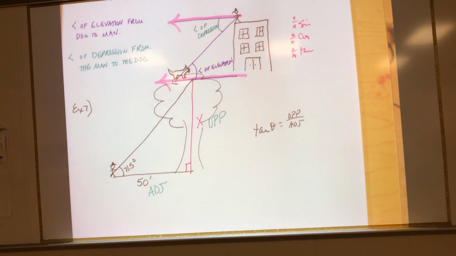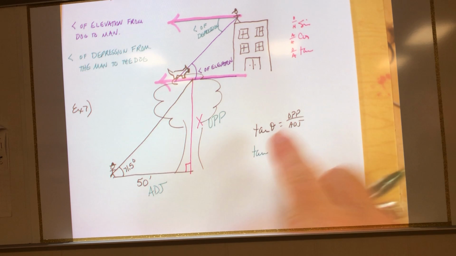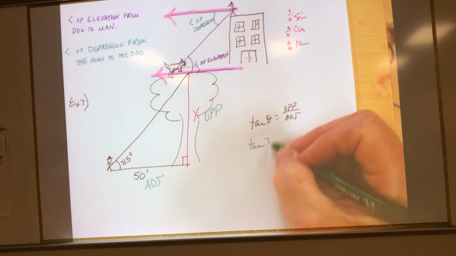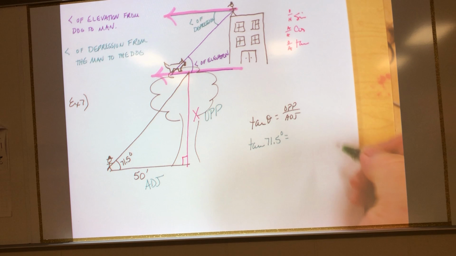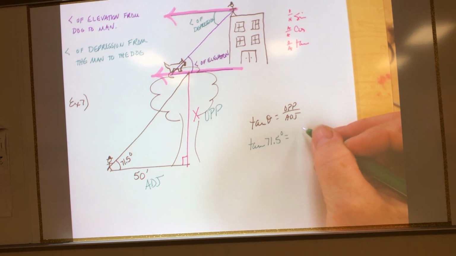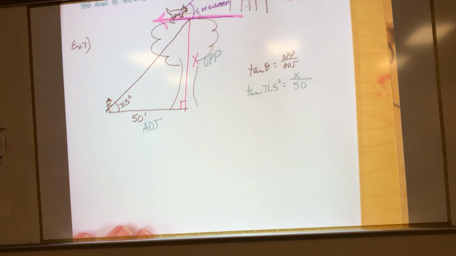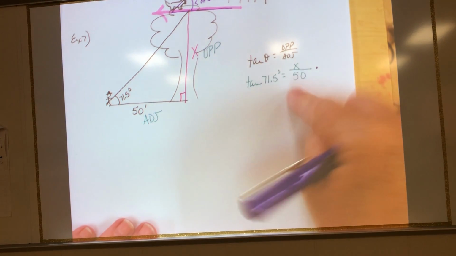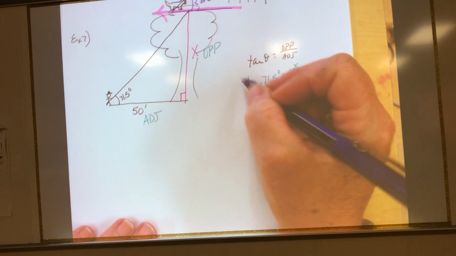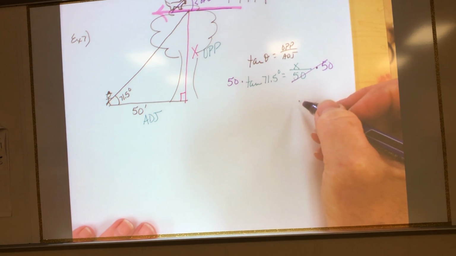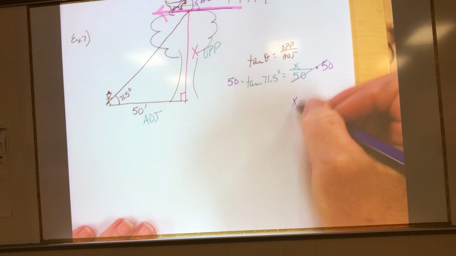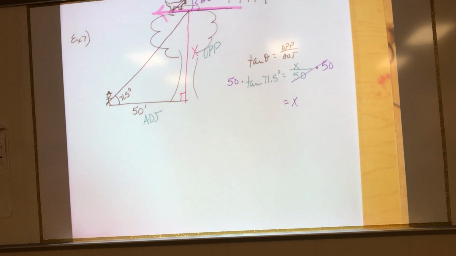So let's plug all our stuff in. So I'll have the tangent of, what is theta? 71.5. 71.5 degrees is equal to, what's opposite? X over, what's adjacent? 50. Now, I'm solving for X. Tell me what to do. Yeah, multiply both sides. They divided by 50, so you do the opposite. I multiply both sides by 50. Okay? And so, X is equal to, y'all, you're going to need a calculator.